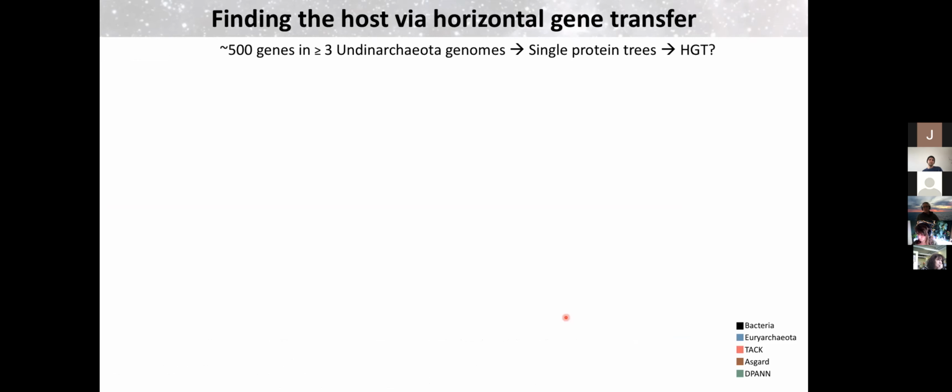So we were wondering, if we look at enough single gene trees, do we find a strong enough signal? So we looked at 500 genes that are commonly found in Undinarchaeota, made single protein trees, and asked, how often do we see a sign of horizontal gene transfers? And again, let's first look at NIOZ, because that's the best studied example.